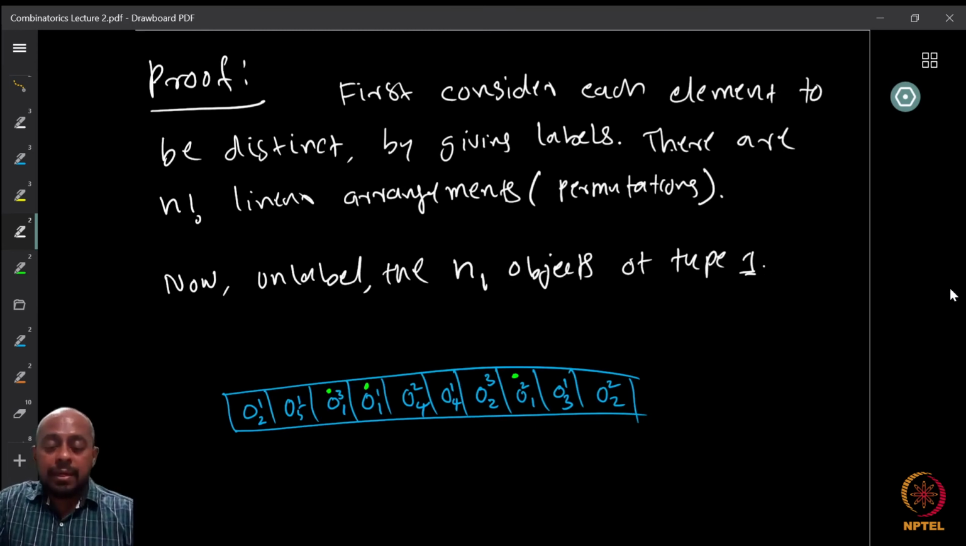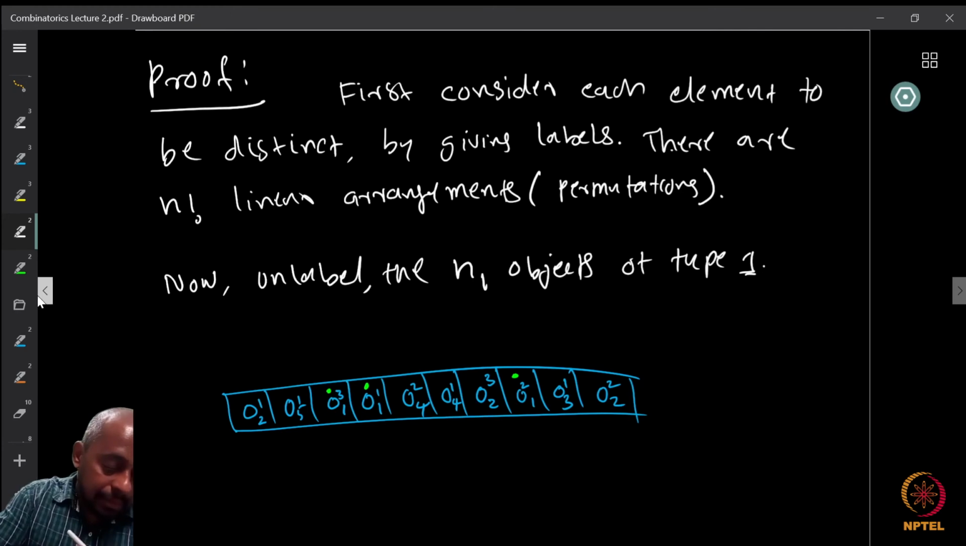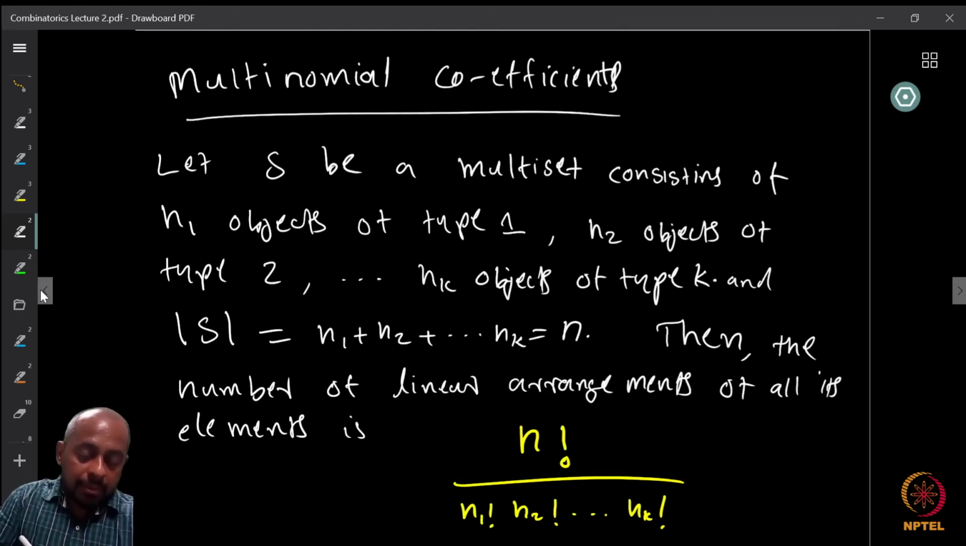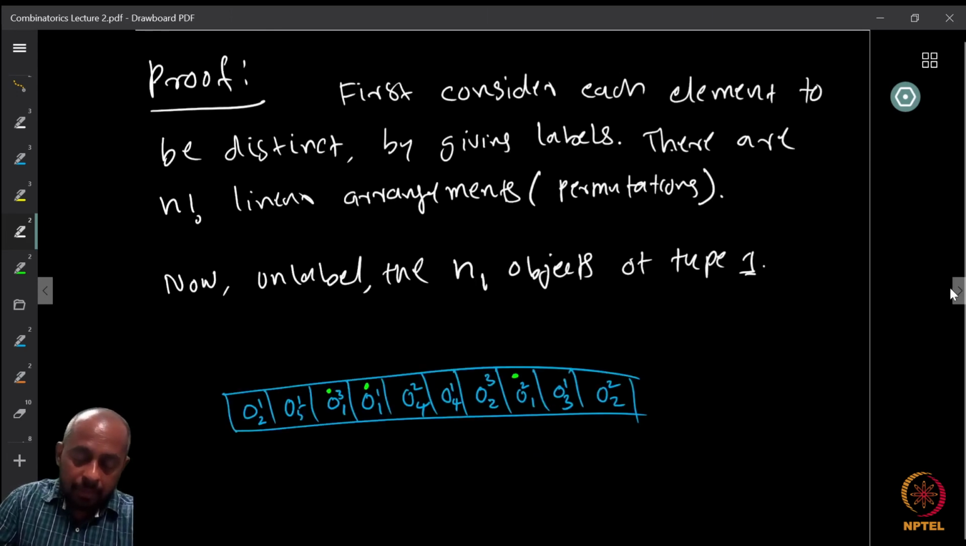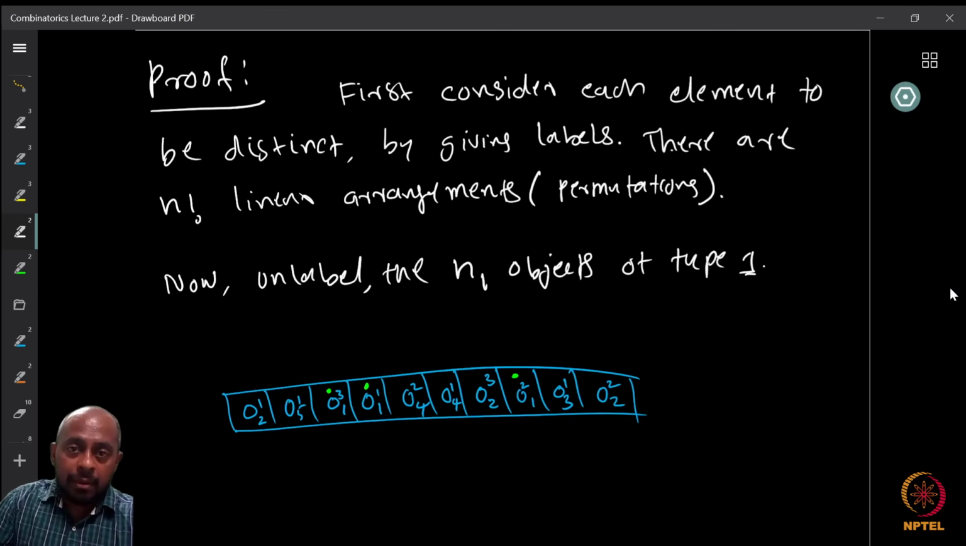So first consider each element to be distinct, by giving labels. We start with the multiset, but now the multiset has the same element appearing many times, right? The type 1 objects O1, O2, etc., up to Ok are there. So O1 is appearing n1 times, O2 is appearing n2 times. These are all objects or elements of the set, and Ok is appearing nk times, right?